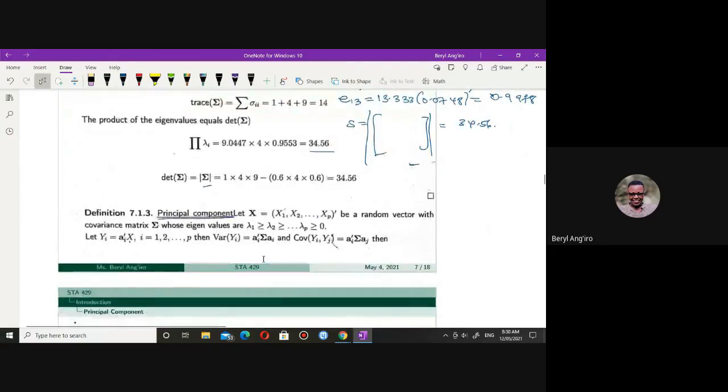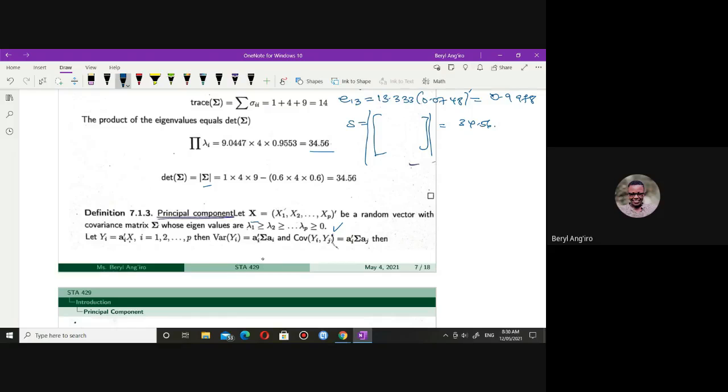Another definition is now the principal components. Now we know how to calculate the eigenvalues and the eigenvector. So given a vector x = (x1, x2, up to xp) transpose, a random vector with the covariance matrix sigma, whose eigenvalues are lambda 1 up to lambda p. And remember, lambda 1 is greater than or equal to lambda 2, greater than or equal to lambda p, which are all positive.